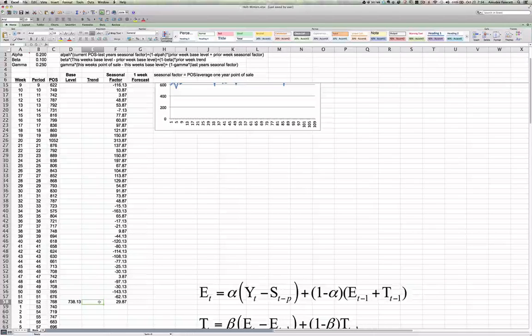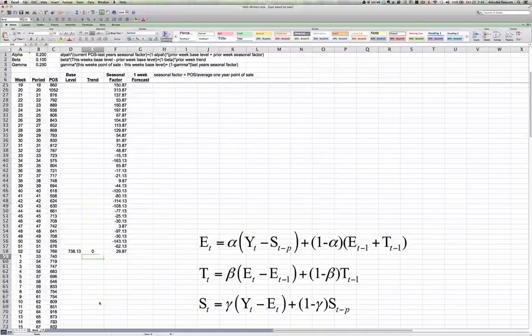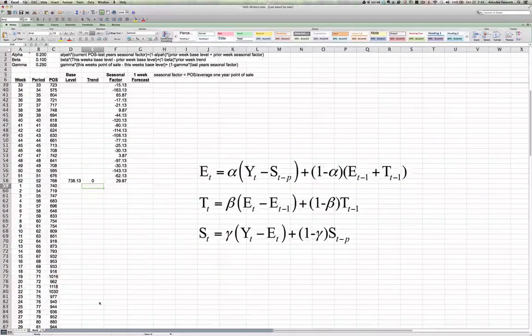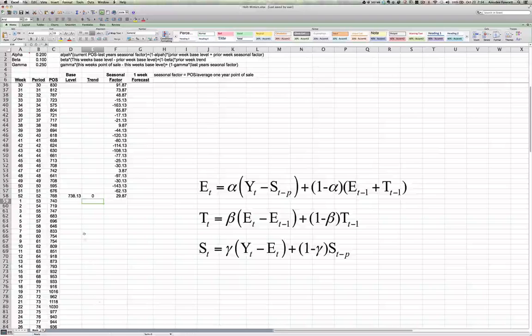And last but not least, we're going to seed the trend factor. Now this is the easiest thing ever. We're simply going to seed it with 0. That's a common practice. So now we have beginning estimates for base levels, trend, and seasonality. And now what we're going to do for the remainder of the data set, we will continue to refine our estimate of base levels, trend, and seasonality.